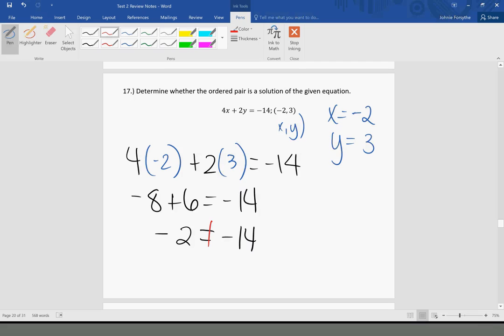So, determine whether the ordered pair is a solution. No. What that means is that if I were to graph the line of this equation, 4x plus 2y equals negative 14, the point negative 2, 3 would not be on the line. So this is not a solution to the equation.